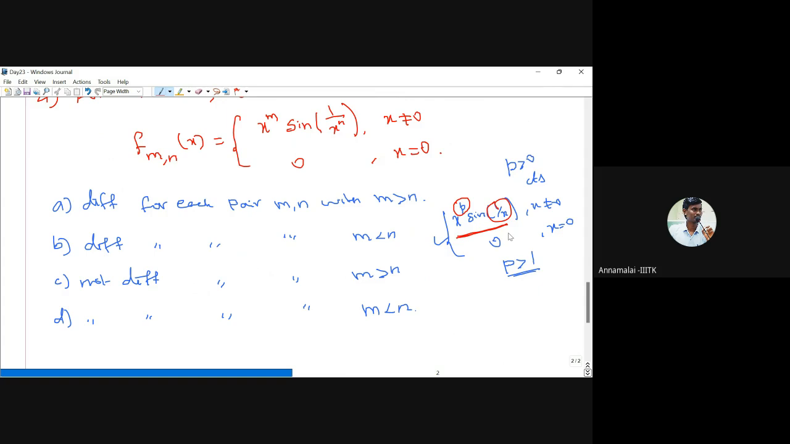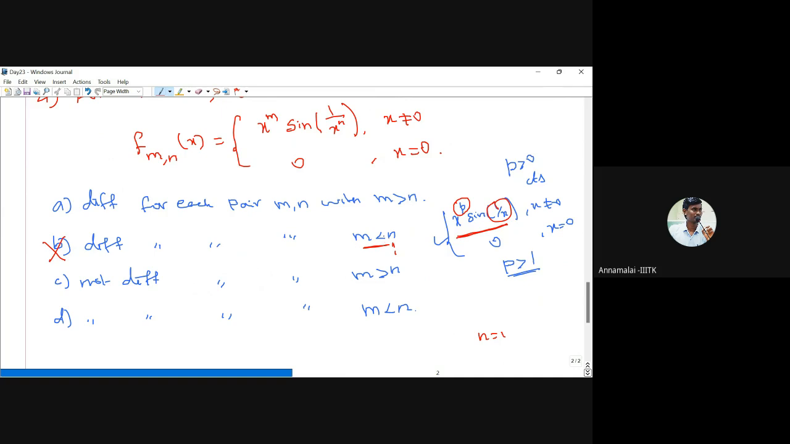So look at the second option. Suppose I am taking n equal to 1, because the options are for each pair. Then m cannot be such that m is less than n, such an m does not exist because m and n are natural numbers, right? Therefore, the second option is false, because it says differentiable for each pair m, n with m less than n.